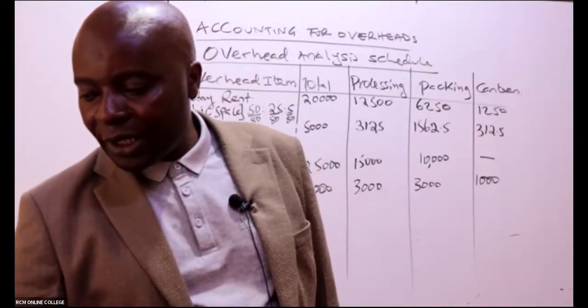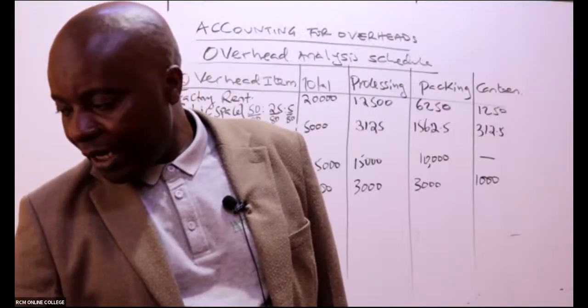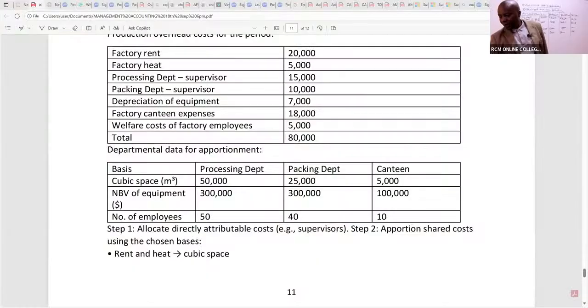The next one here is known as factory canteen expenses. Somebody had already started mentioning this. This is about the welfare of employees, so that when teachers are teaching, they can go to our canteen and munch up something. So this is a welfare thing. Automatically it is 18,000. And for this one, I will use which criteria? The more employees you have in a department, the more you should absorb of these expenses.